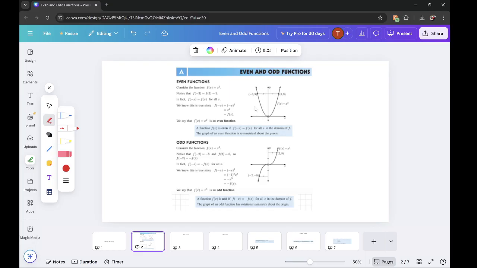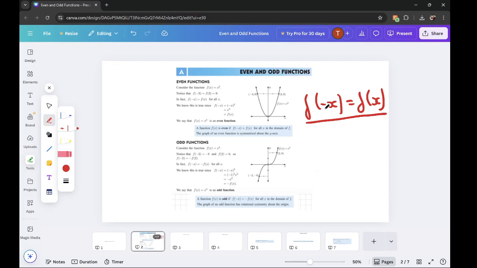So even and odd functions, they don't really have a wordy definition, and the only thing that you need to remember over here is that f of negative x is equal to f of x. That is an even function. That's the definition. For an odd function, f of negative x is equal to negative f of x. That is what you need to know.